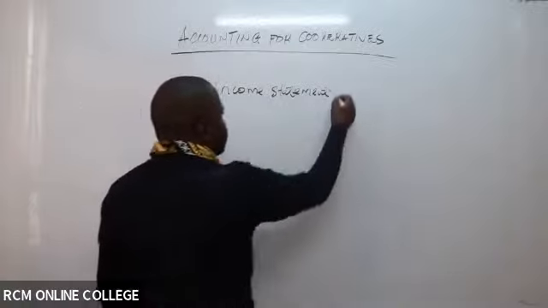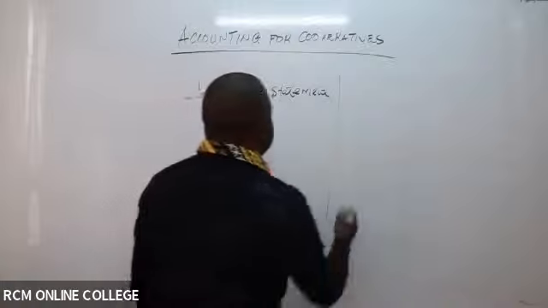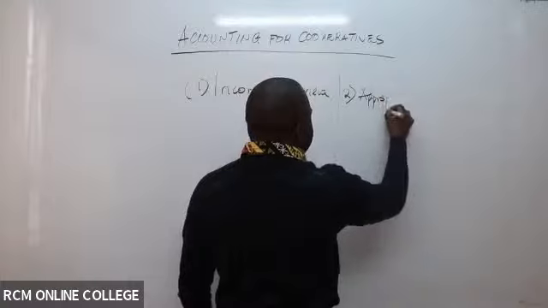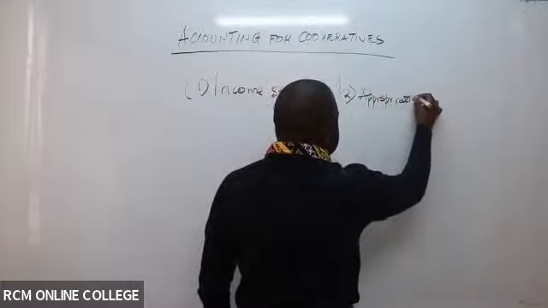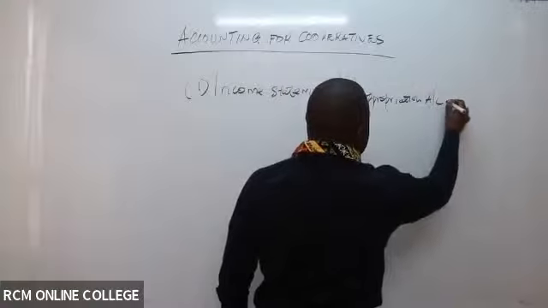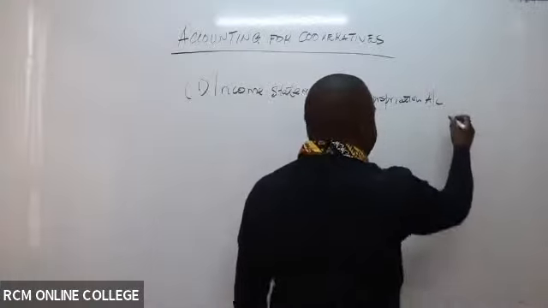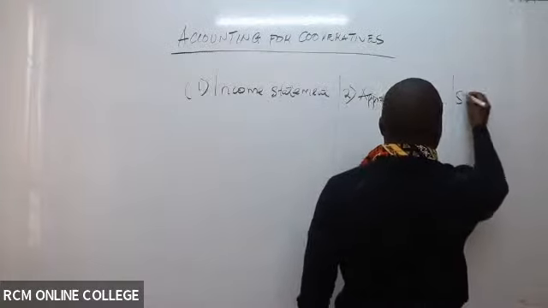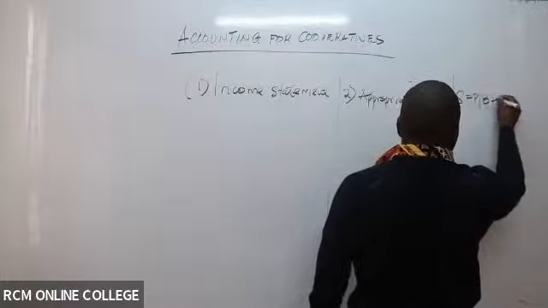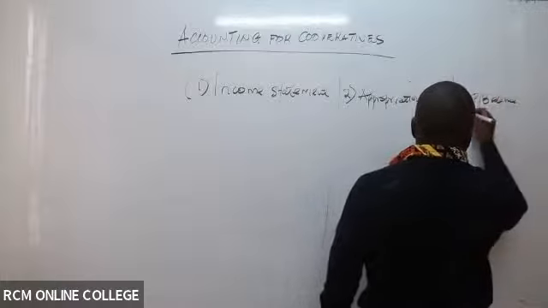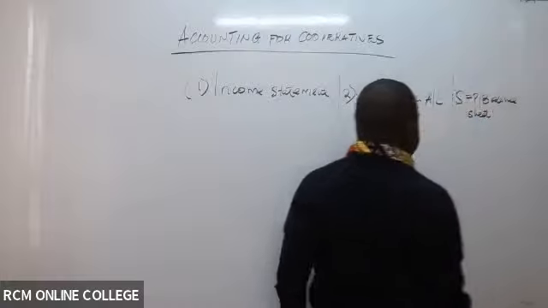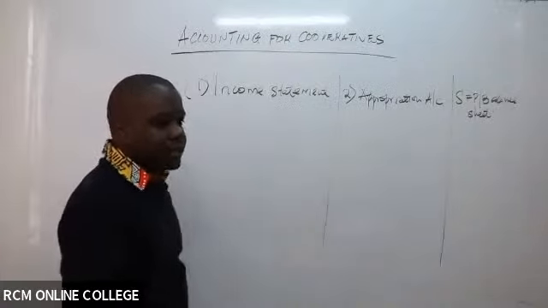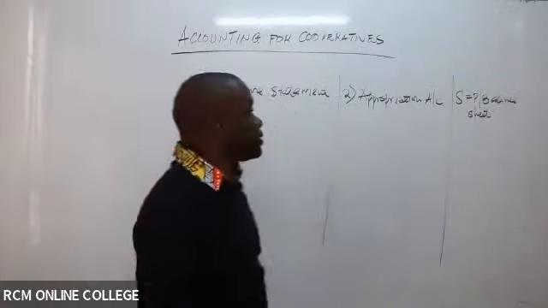So we can have the income statement, then number 2, an appropriation account. Then number 3, quite obviously, we'll have what we call the balance sheet, or the statement of financial position, which we sometimes refer to as the balance sheet. So these are the 3 major books of accounts, or financial statements, to be maintained by a cooperative society.